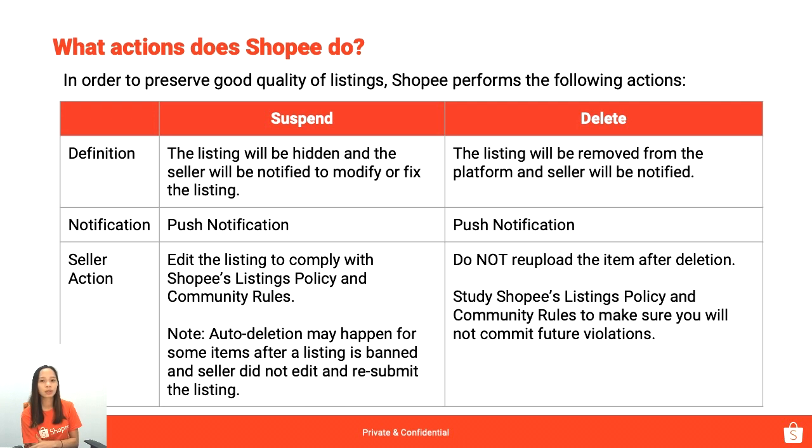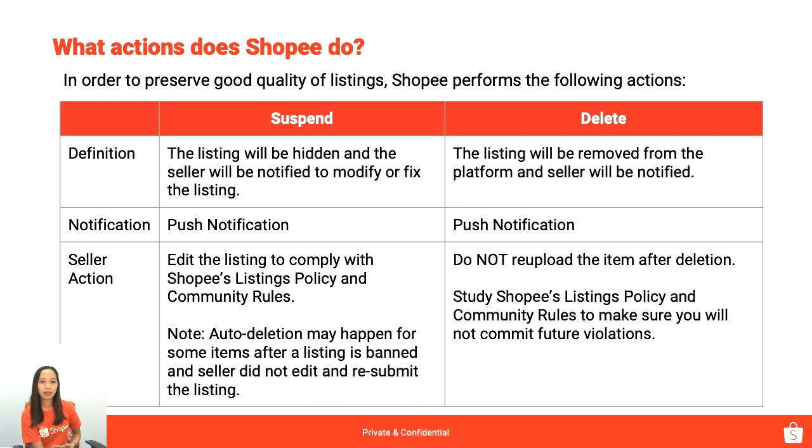So, of course, pag na-delete yung items natin, ma-remove na siya doon sa ating platform. And you, as a seller, will be notified as well. So, kapag na-delete yung item natin, ibig sabihin, prohibited yung listings natin sa platform. So, wag na natin siyang i-upload ulit kasi magkakaroon pa tayo ng additional penalty points for that. So, ang gawin na lang natin as seller, i-review natin kung ano man yung Shopee listings policy at community rules para hindi na tayo magkaroon ng iba pang items na made-delete kapag nag-upload tayo ng products natin.